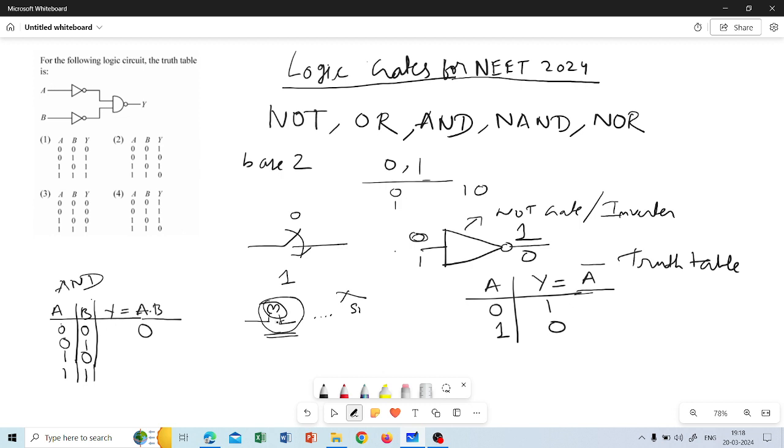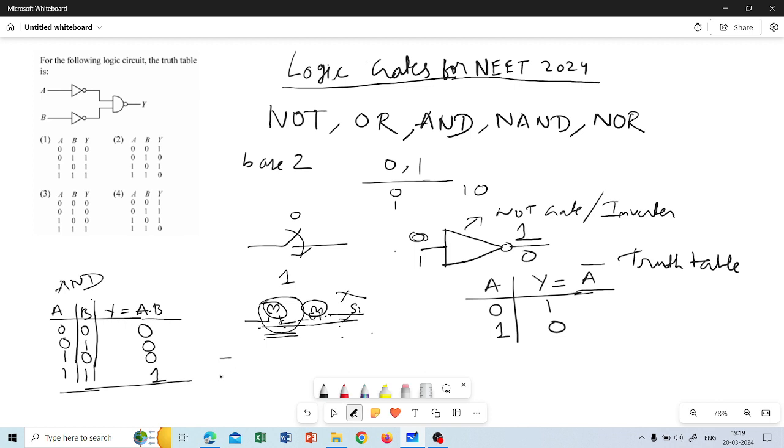I told you, in a series connection, if there are 2 bulbs and one bulb is off, the second will automatically be off, so there is no light at all. So this is also 0. Similarly, if A is 1 and B is 0, this is 0. But if both bulbs are on, then you get the light, so 1. Only when both inputs are 1 will the output be 1.